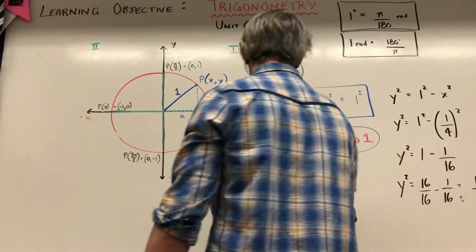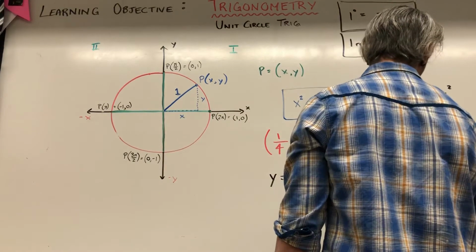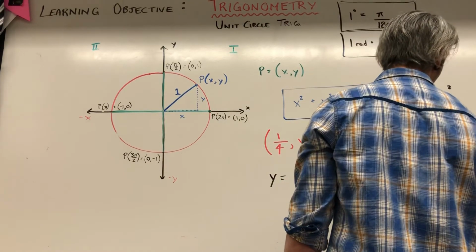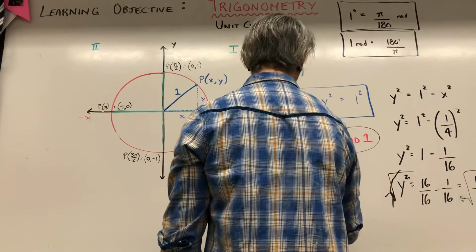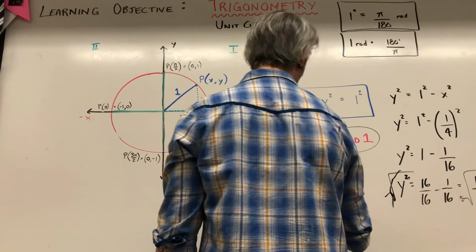Therefore, I'm going to take the square root of both sides, so square root here to get rid of this, square root here. So y is equal to the square root of 15 over 4.